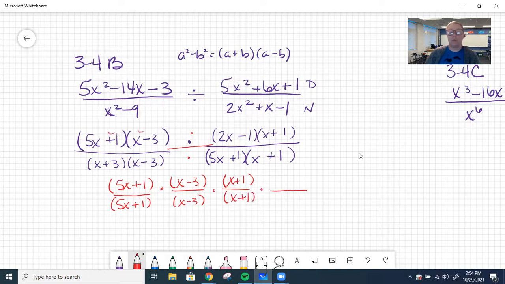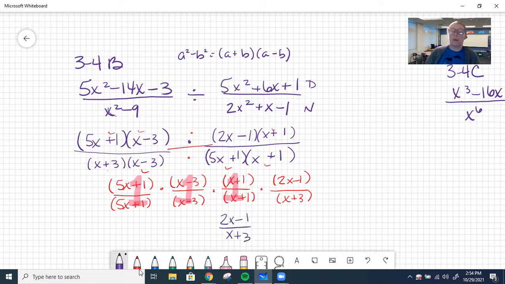So I've taken care of this one and this one and this one. On top I've got a 2x minus 1. And I've gotten this one, and this one, and this one. So then I also have an x plus 3 down here. And look at all these: giant 1, giant 1, giant 1. So I'm left with just 2x minus 1 over x plus 3, but I need to give my excluded values.